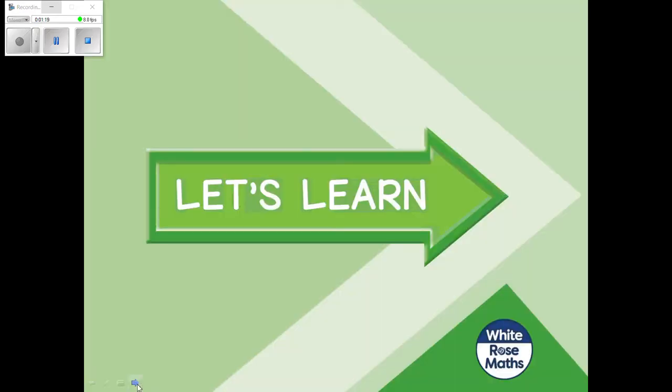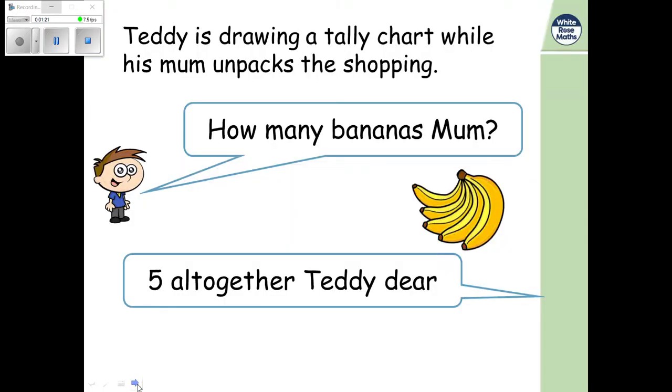So now let's move on to our learning today. Teddy is drawing a tally chart while his mum unpacks the shopping. How many bananas, mum? he shouts. She says there's 5 altogether, dear. So we're looking at tally charts today and I want you to think about how we write our house points. So bear that in mind as we go through these slides.